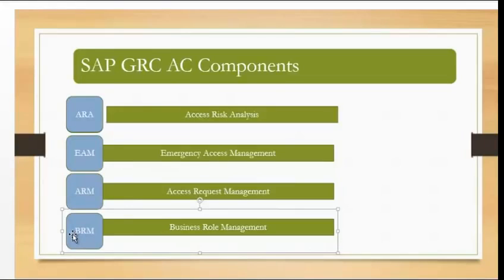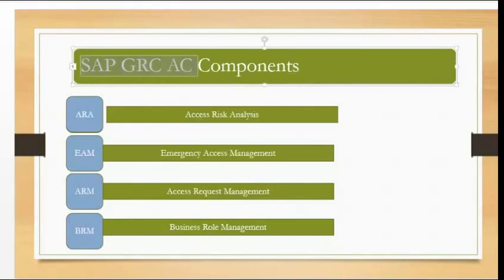So the most important component that we saw now is the SAP GRC Access Control, and these four are the submodules of Access Control, and Access Risk Analysis is the most important and the most effective one. This is pretty much what I wanted to cover in this chapter for SAP GRC components.